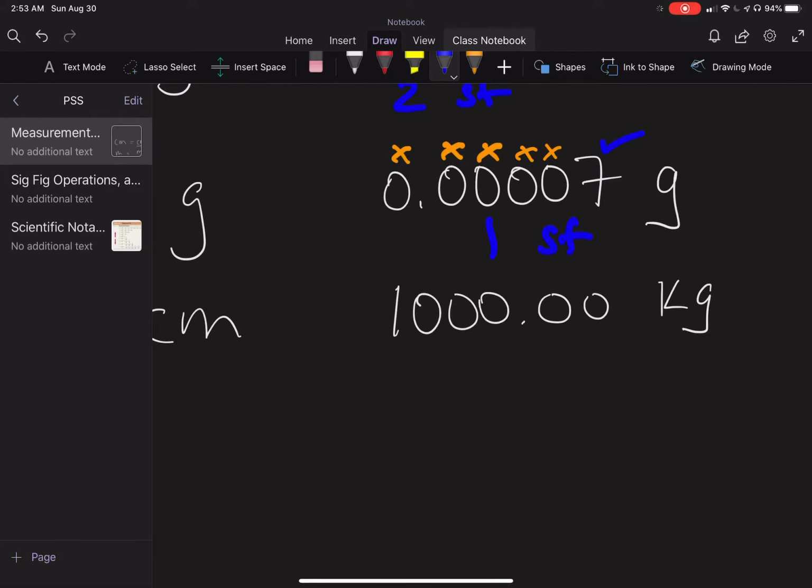This one, 1,000 kilograms with added precision, so that 1 counts. And now this one's interesting. These zeros are appearing after the decimal and after a non-zero digit. Here's our non-zero digit, the 1, which means that these zeros are now being sandwiched. So they're all going to count. So this has 6 sig figs.